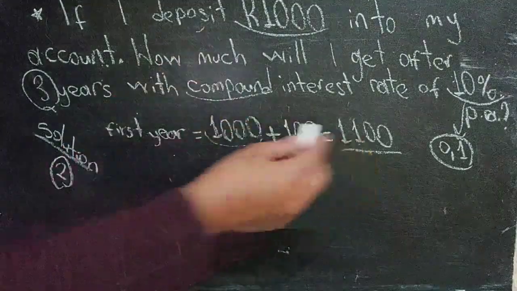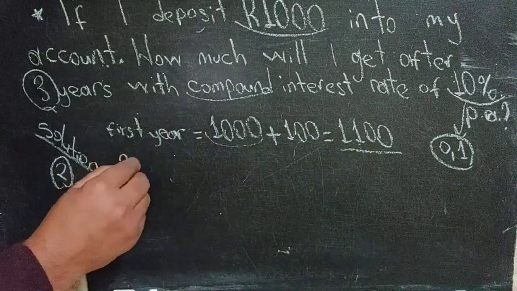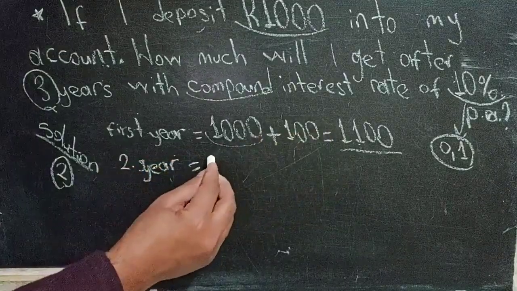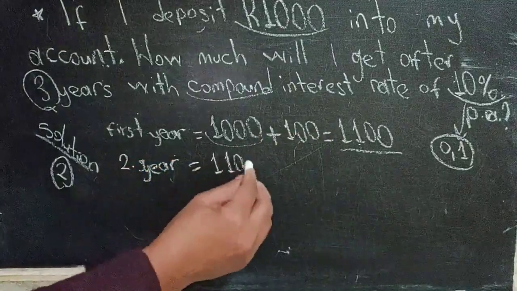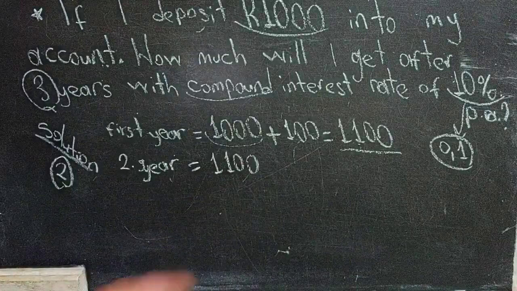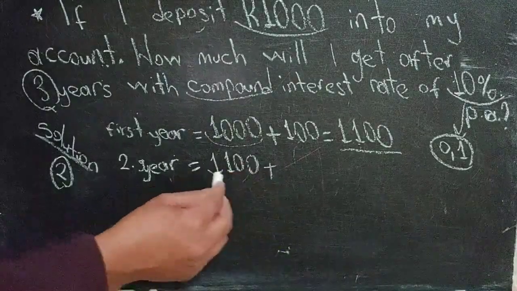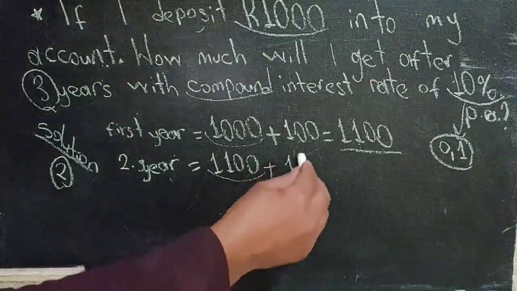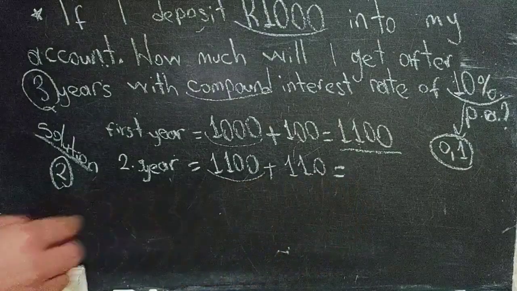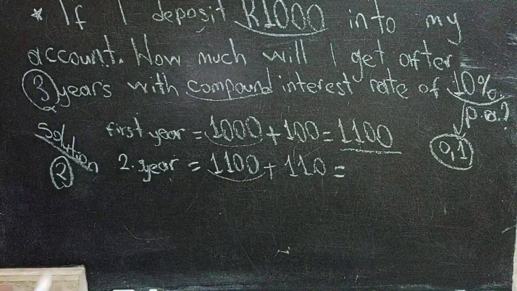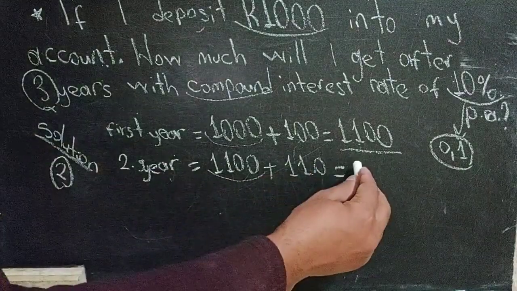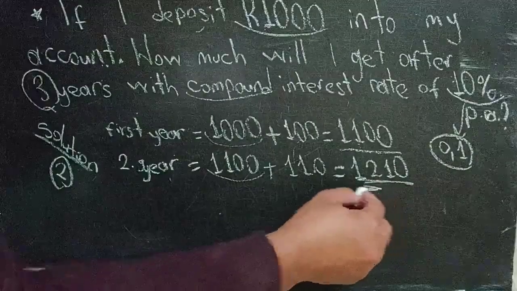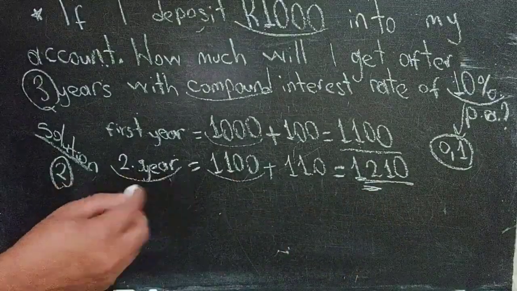So now for my second year, I have my previous amount, which is 1100 rand, plus 10% of this one. Now 10% of 1100 rand is going to be 110 rand. When you add those numbers to each other, you are going to get 1210 after the second year.